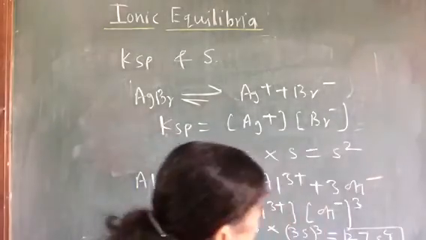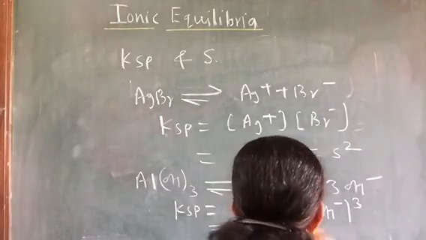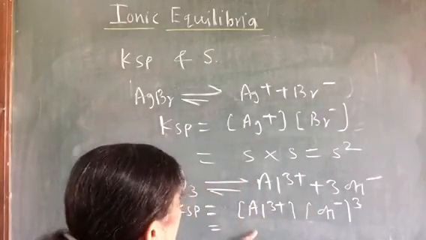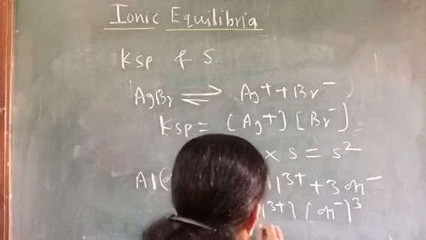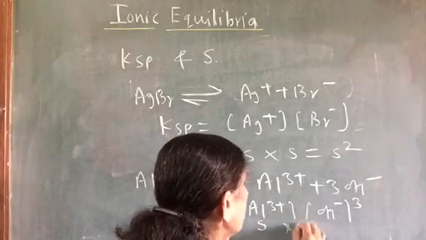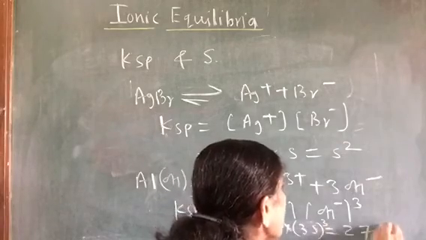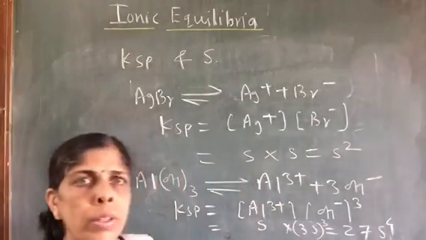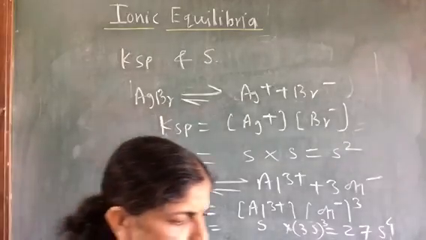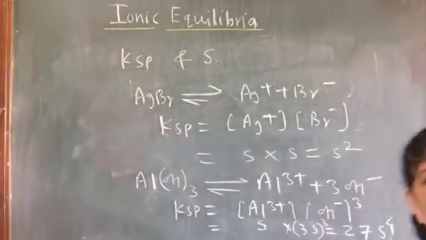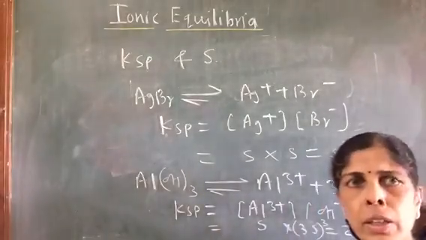I will write this part again here. S into (3S) cube, so 27S^4. Okay, so this is about solubility and solubility product, and we are going to continue the chapter in the next video.